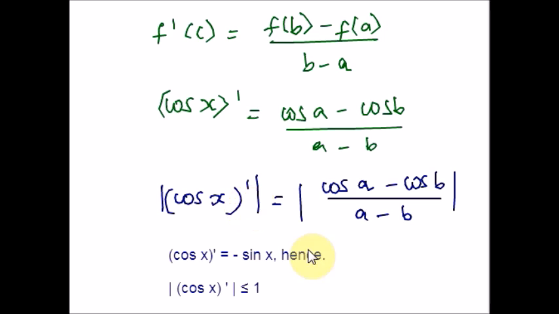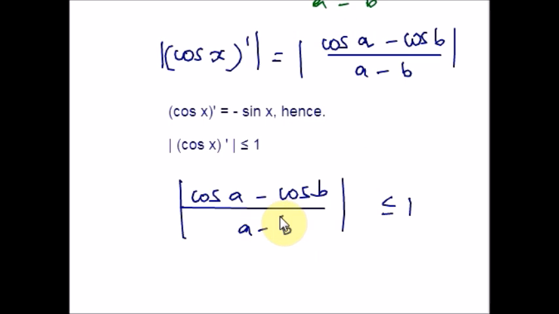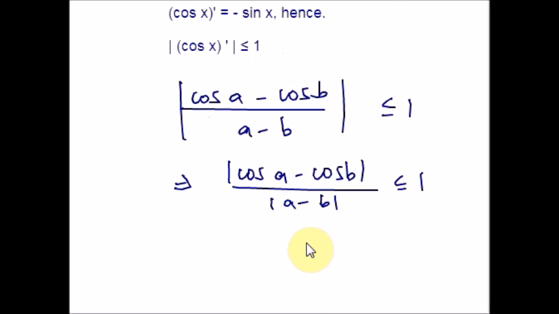But the left side, cos a minus cos b over a minus b, you have written absolute value on the whole. This can be written as absolute value of cos a minus cos b divided by absolute value of a minus b. We can just split it as we do in the square root. Next step is obviously we are just going to cross multiply. By cross multiplying we'll be getting. That's it for this example.